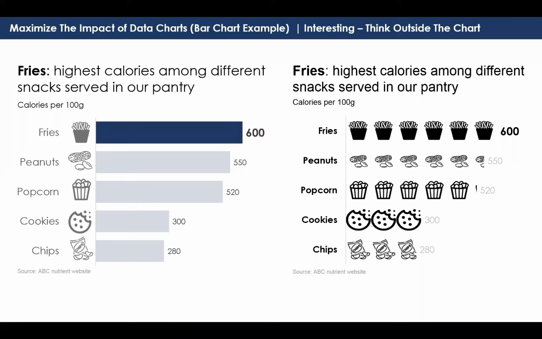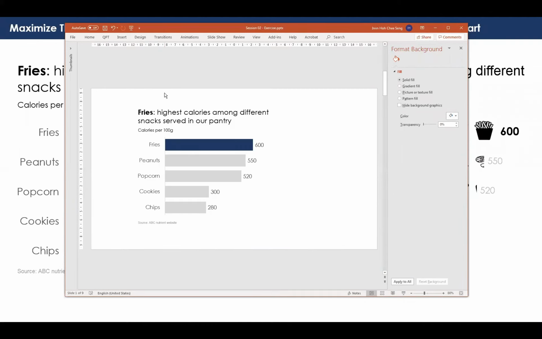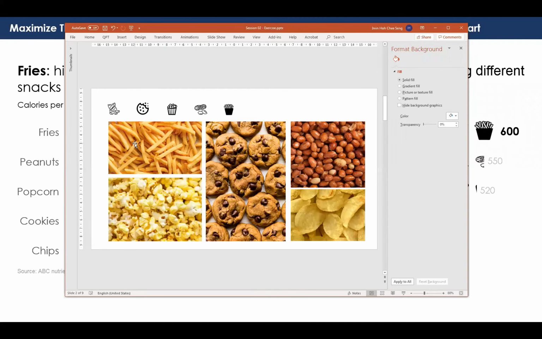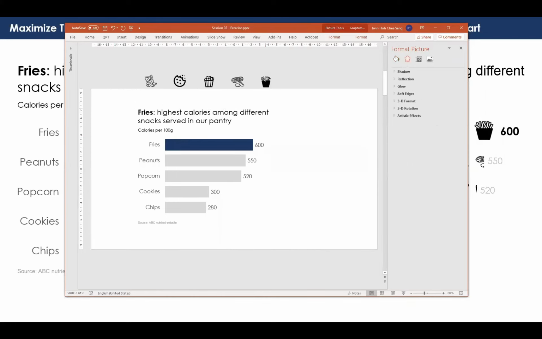Okay, first things first, let me walk you through how to do this. I'm sure you have the exercise file. In the exercise file, there is this one. I have this particular chart and I have the icons. First thing, I copy this icon. I move it near to my chart first. Make sure I'm recording. Okay, I'm recording, so you can replay it next time.